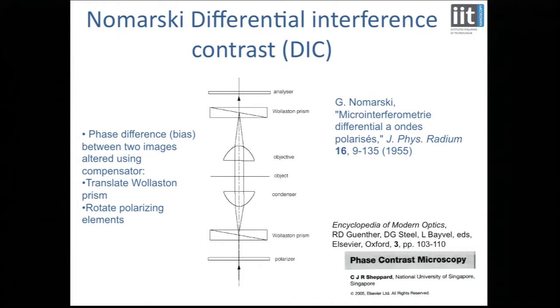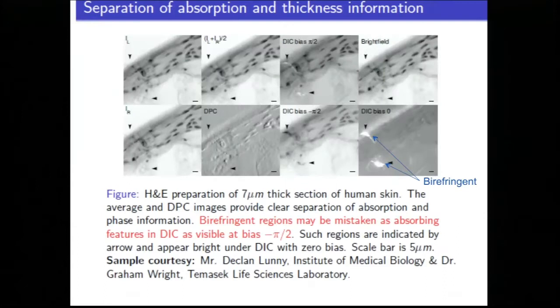The final method I was going to talk about is Nomarski. I see I'm supposed to stop, so I'll be very quick just to show something about that. Nomarski, you probably know, is a very standard method now, which uses Wollaston prisms to split the light. So it's basically a shearing interferometer. This is pointing out one of the disadvantages of Nomarski: you sometimes get artifacts caused by birefringence in the sample, because it's based on polarization. So these are regions which are birefringent, which show up in a DIC image as a phase, but they're not really a phase.